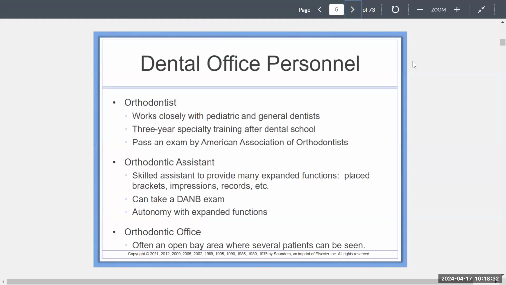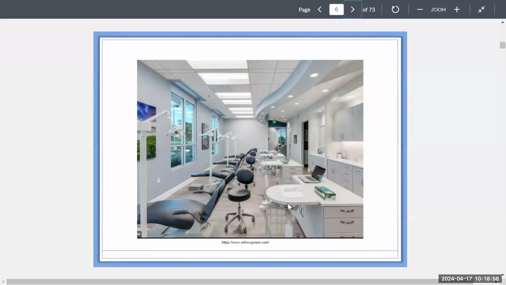Okay. Of course, we want to think about the office and the team when it comes to an orthodontist office or clinic. First of all, you have the orthodontist, then the orthodontic assistant, and then the orthodontic office on the whole. The orthodontic office is basically an open bay area, very similar to a pedodontist or pediatric dentist. I have a picture of it here. This is an open bay area, and as you see, they're not facing one another, and they're not facing the computer area. They're kind of facing this way, but this is the open bay concept.